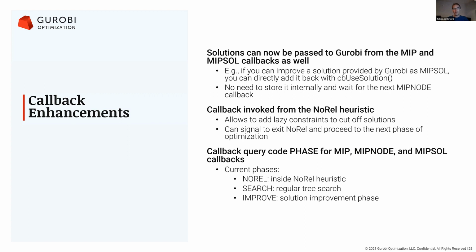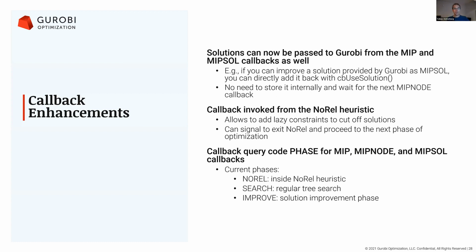For example, if you are using lazy constraints that are separated by a callback, Gurobi gives you an integer feasible solution, at least which Gurobi thinks is integer feasible. And then your callback says, sorry, that is not feasible because this and this lazy constraint is violated. But then it could be that your callback has a way to turn that infeasible solution into an actual feasible solution. And now you can just provide that solution directly to Gurobi. Previously, you would have needed to store it somewhere in your own data structures and wait for the next invocation of your callback with where equals mid node, and only then you could have passed it to Gurobi. So this is now easier.